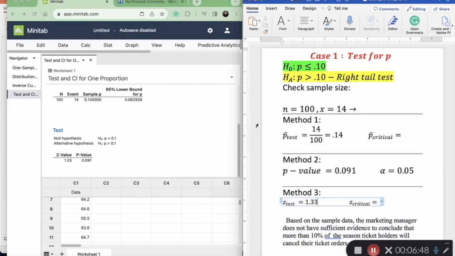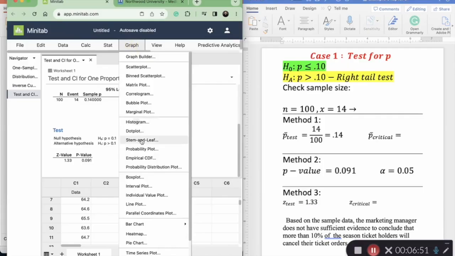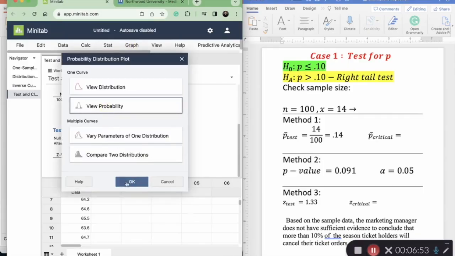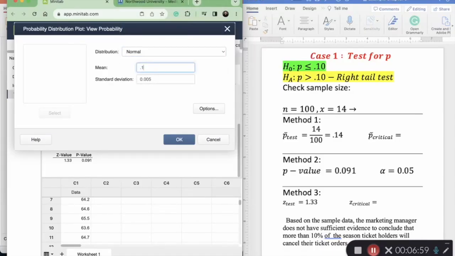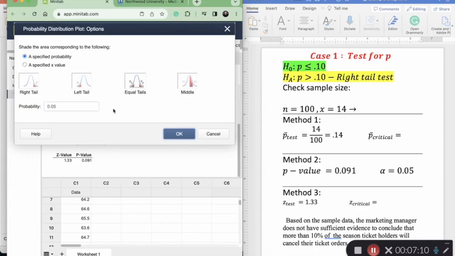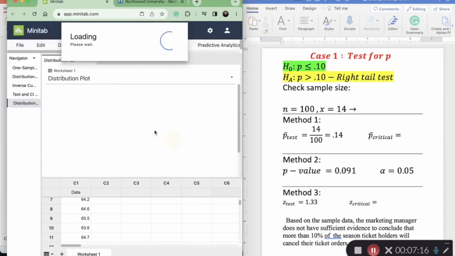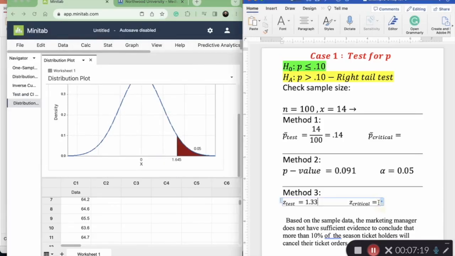To compare it to the z critical, we can just go to graph, probabilities. We have right tail, we have the normal. Sorry, the standard normal distribution: the mean is 0 here, and the standard deviation is 1. It is right tail, 5%. So it's 1.645, which is greater than the z-test. The z-test is here, 1.33. So we fail to reject.